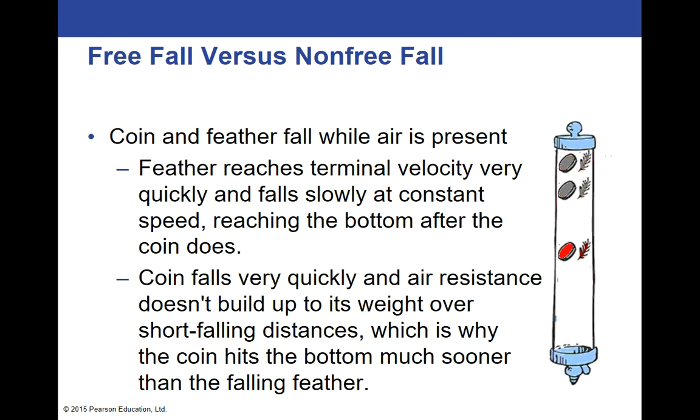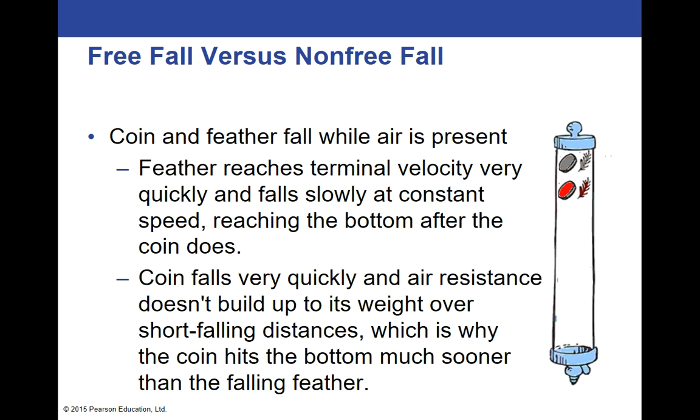If we could evacuate the air from a tube, we could look at the drop of a coin and a feather. The feather will reach terminal velocity very quickly, almost instantly, and it will fall then slowly at a constant speed. The coin falls quickly and air resistance doesn't build up to its weight over short falling distances. So the coin will reach the bottom first, and the feather will reach the bottom second, because the feather will fall with lots of air resistance affecting its fall, whereas the coin will fall with little air resistance affecting its fall.